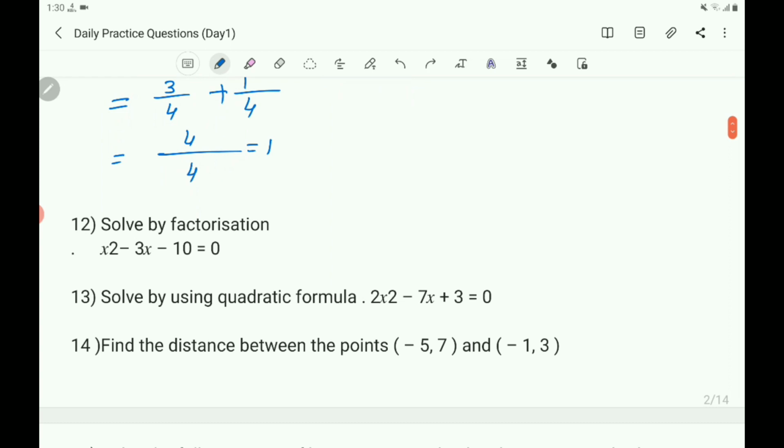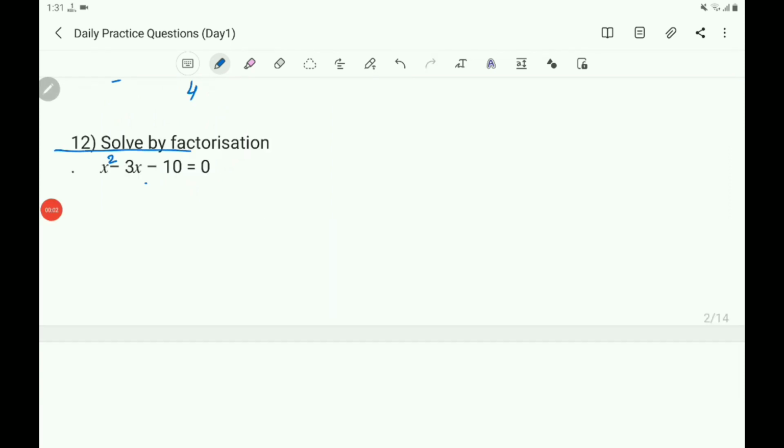Next let us take the 12th question, solve by factorization method. This is a quadratic equation. LHS is a trinomial. You know the method of factorizing the trinomial by splitting the middle term. So you take the sum and the product. The product is x square into minus 10, that is PQ. Product means PQ. You take minus 10 x square. P plus Q is minus 3x.